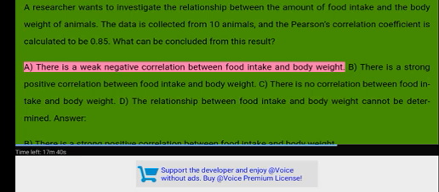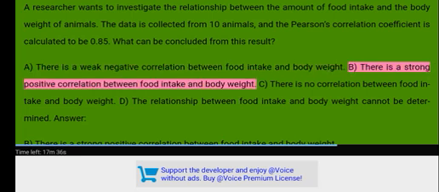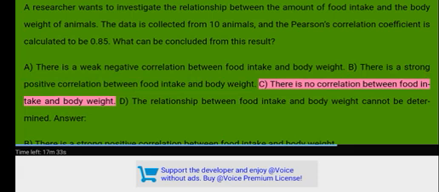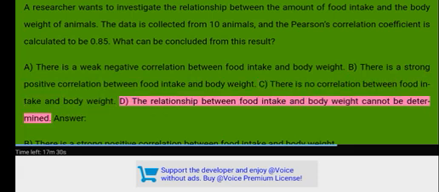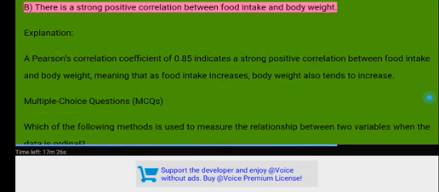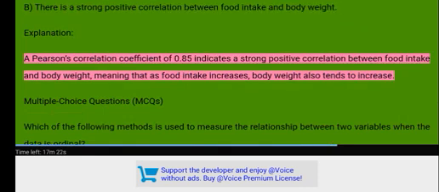A. There is a weak negative correlation between food intake and body weight. B. There is a strong positive correlation between food intake and body weight. C. There is no correlation between food intake and body weight. D. The relationship between food intake and body weight cannot be determined. Answer: B. Explanation: A Pearson's correlation coefficient of 0.85 indicates a strong positive correlation between food intake and body weight, meaning that as food intake increases, body weight also tends to increase.